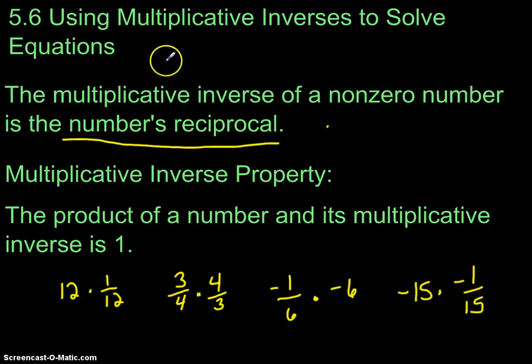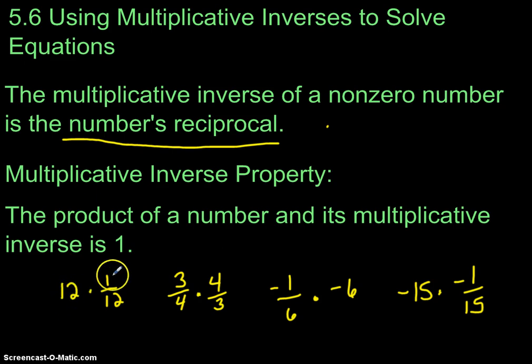Today we're looking at 5.6, which is using multiplicative inverses to solve equations. What you need to know is that a multiplicative inverse is simply a number's reciprocal. The multiplicative inverse property states the product of a number and its multiplicative inverse, or its reciprocal, is equal to 1. Look at these that I have written down.